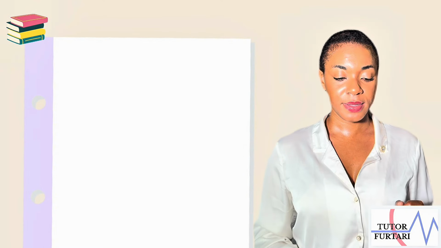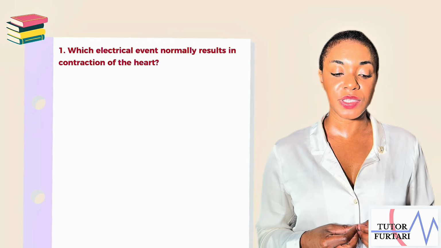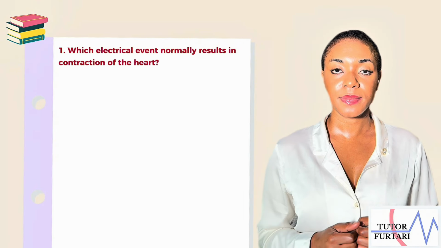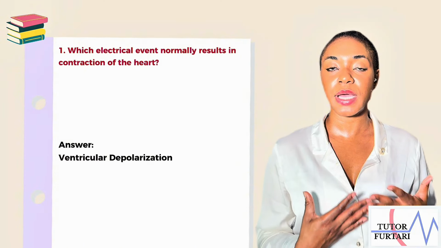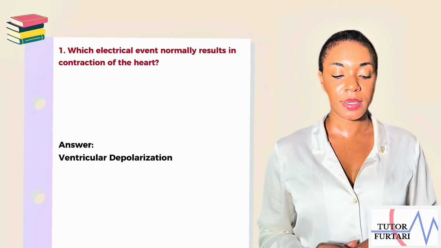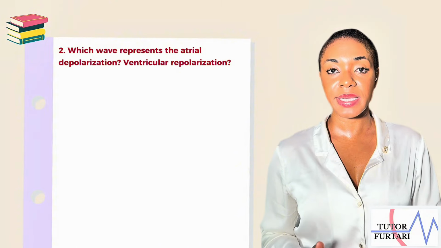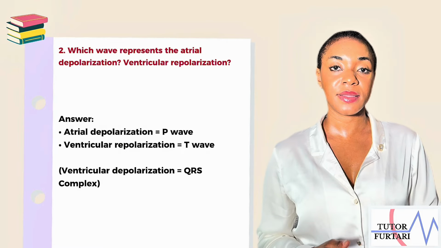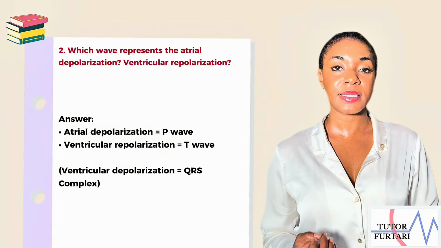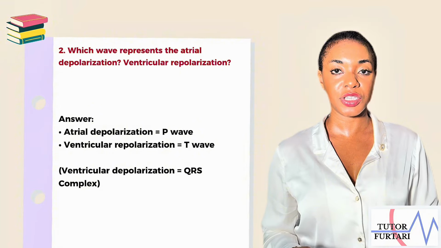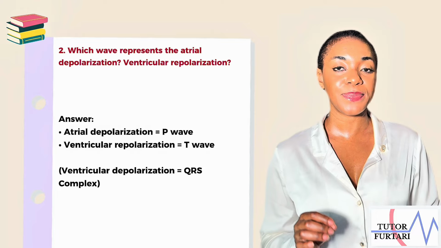Chapter 5. Question number 1, which electrical event normally results in contraction of the heart? Where does most contraction happen on the heart? It will be the ventricles. So that would be ventricular depolarization. Which wave represents the atrial depolarization and the ventricular repolarization? The P wave represents the atrial depolarization, while the T wave represents the ventricular repolarization. The QRS represents the ventricular depolarization.